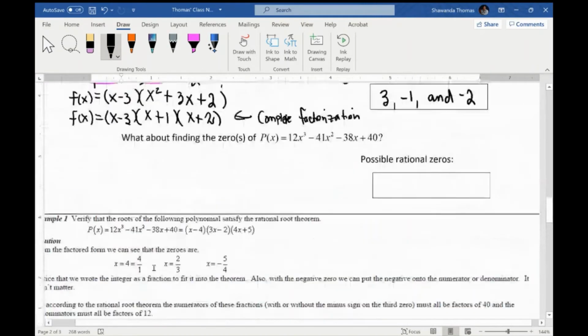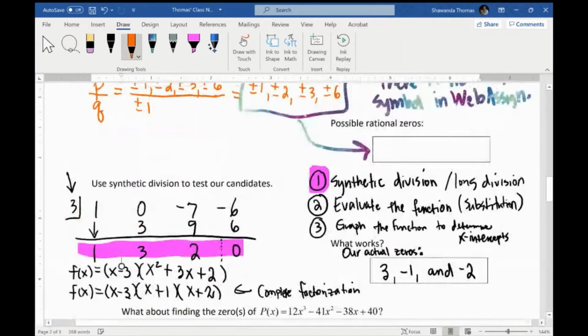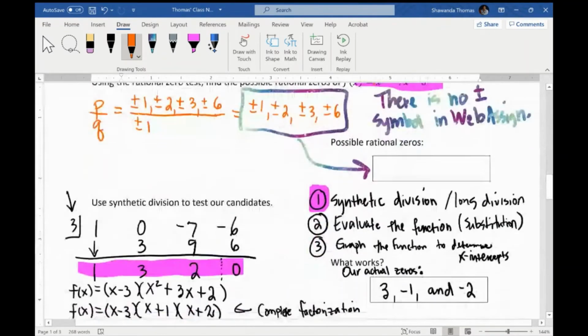All right, let's look at this. I wanted to give you a hard one because I want you to see that it's not always easy to find P over Q. All right, let's go with this next situation where P, let's read P again, according to our first page of notes. What is P again? A factor of the constant term.